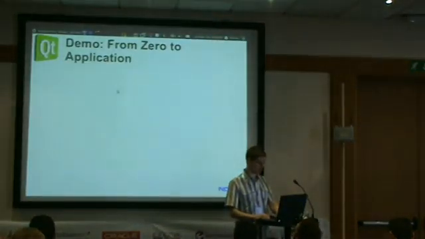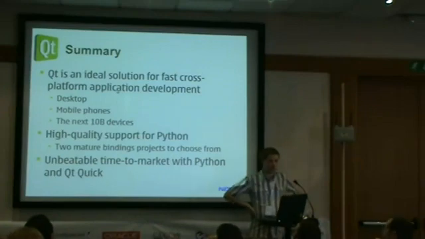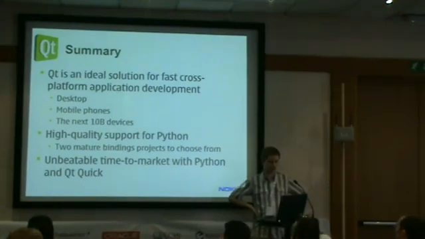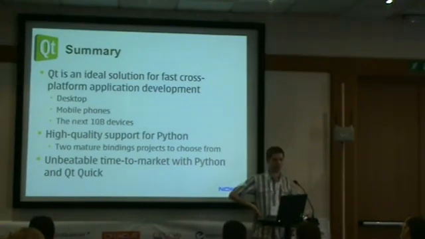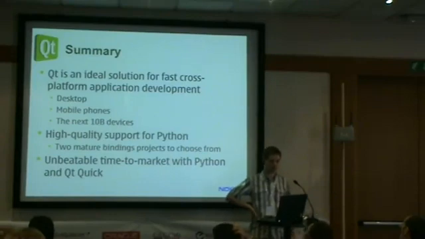All right, what do we still have? Summary. To recap, Qt is a really great solution for rapid cross-platform application development. It's natively C++, but Python support is there as well. And you can write code for desktop and mobile phones or the embedded devices or whatever the new emerging device classes, the next 10 billion devices, might be.